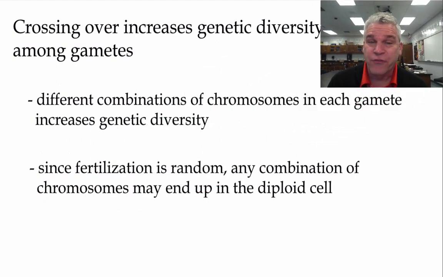And because fertilization is random, so we don't know which sperm or egg are going to end up fertilizing each other, any combination of chromosomes can end up in the diploid cell. So no matter how many children 2 parents have, the chance that 2 of them would be exactly the same is almost impossible. So there you have it. Crossing over helps to make all the different variations and all the different types of people that we see, and all the other plants and animals as well that go through crossing over.